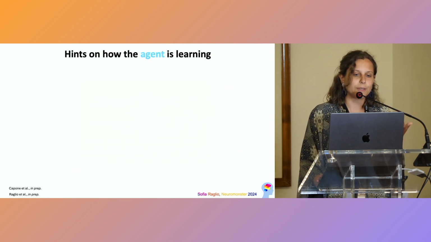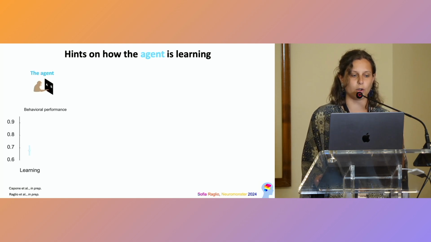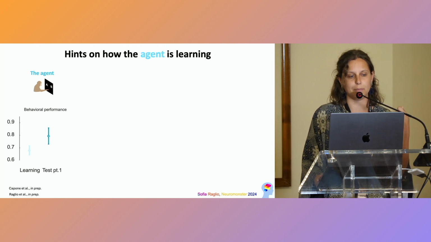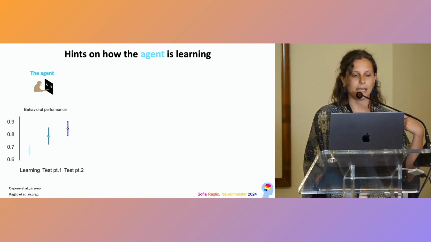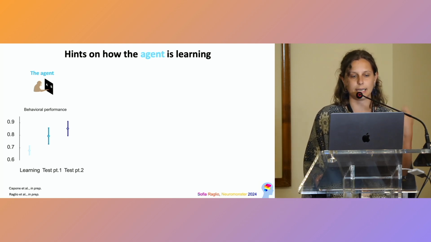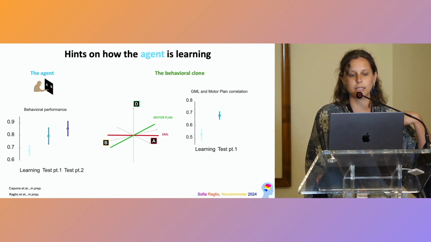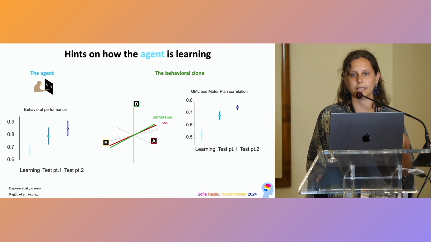Now, what do we use these two clones for? We wanted to investigate what's going on during the learning process of the agent. If I look at the learning compared to the beginning of the test and the end of the test, I can see that the behavior of the animal is leading to improving performances, and I want to see what's going on inside the behavioral clone, first of all. I can see that the geometric mental line, which is the analytical formulation of the readout, is progressively aligning to the motor plan of the animal during the time course of the task, so during the learning process.